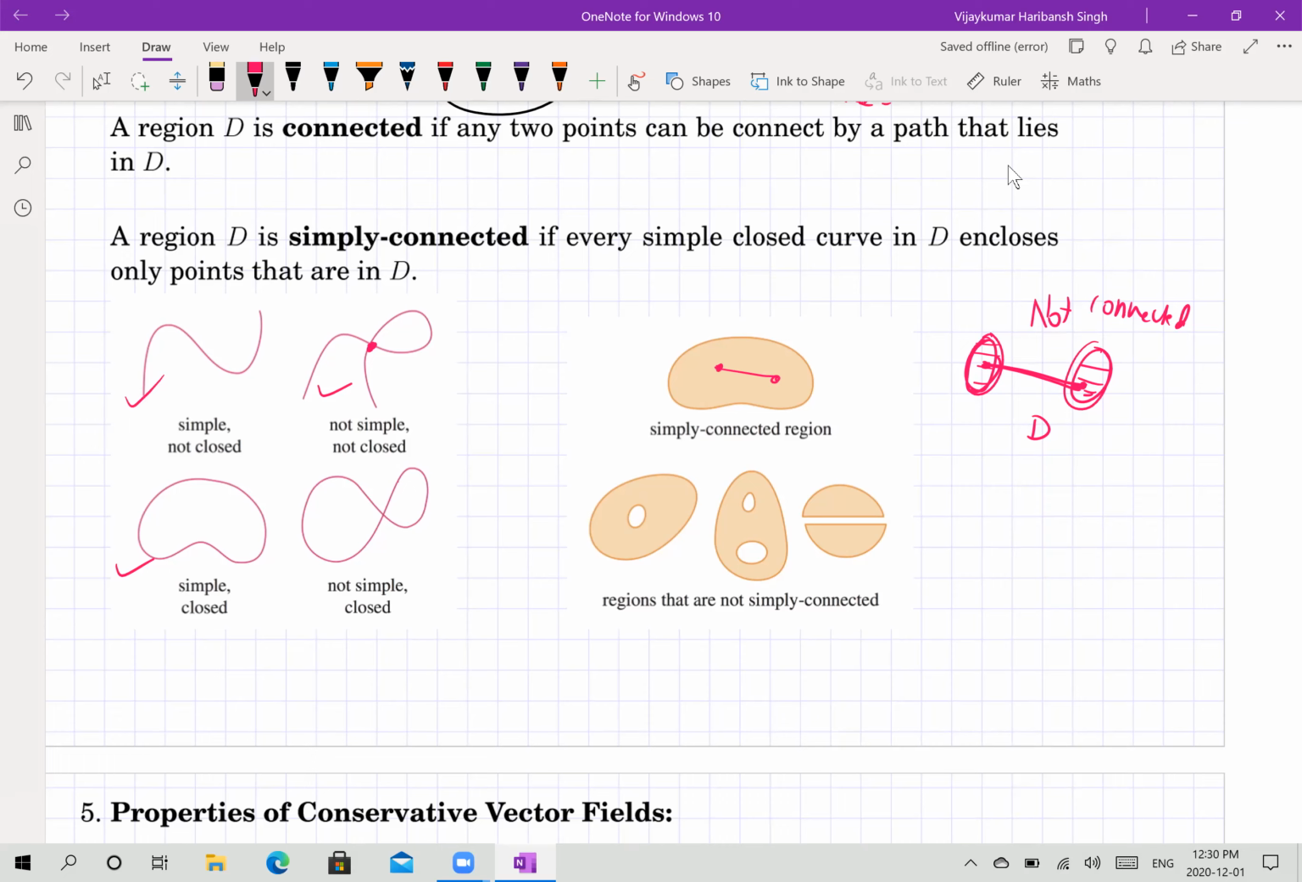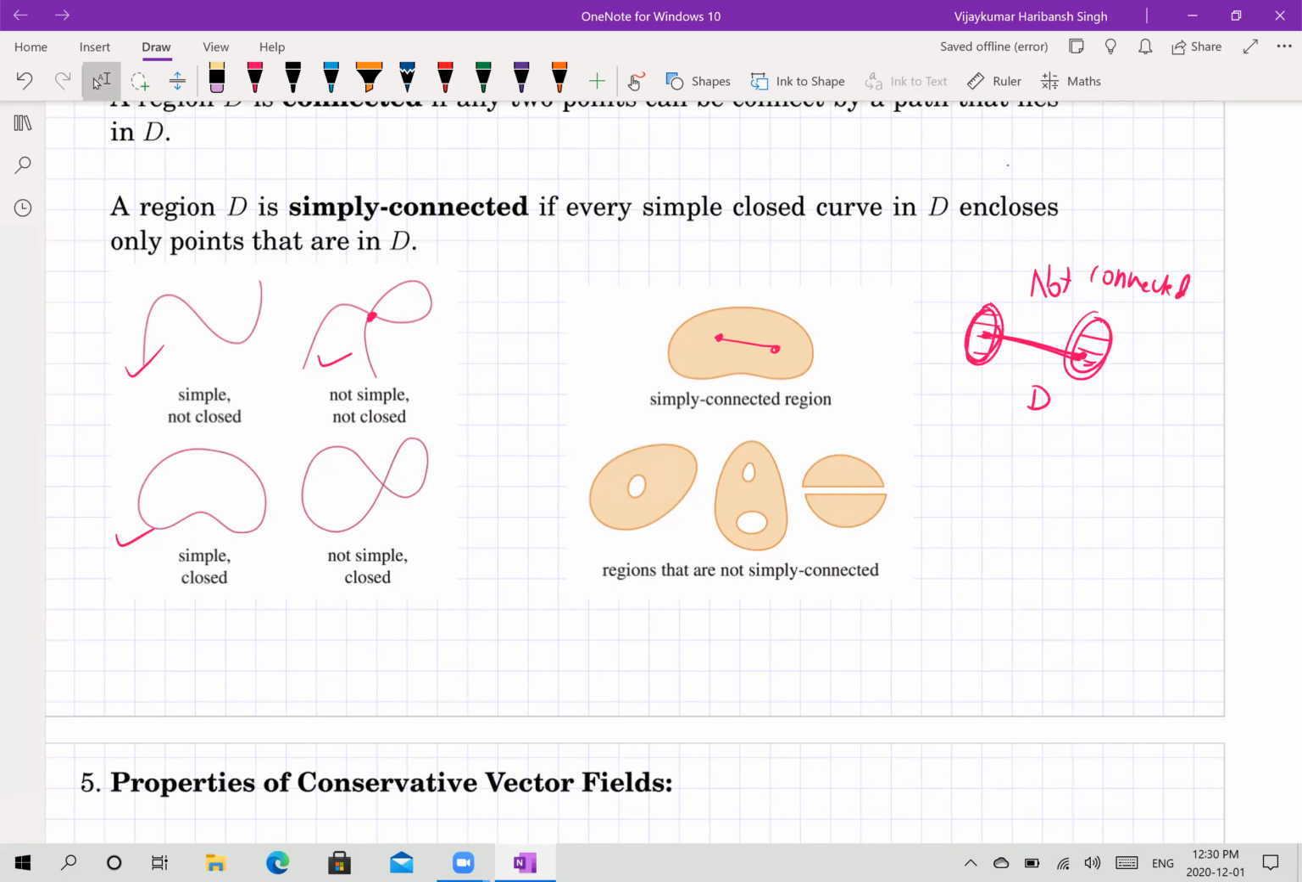Now we talk about a simply connected region. D is a simply connected region if every simple closed curve in D encloses points only in D. What do I mean by that? Take any curve like that.